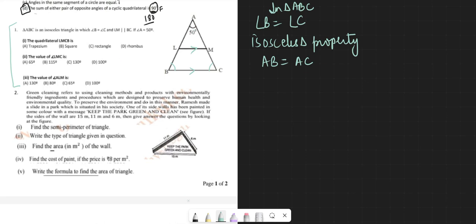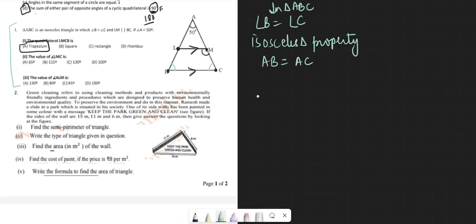The first question says that quadrilateral LMCB is what? Right? So we are given LM is parallel to BC, one pair of opposite sides parallel, the other two are non-parallel, so we'll name it a trapezium. So quadrilateral LMCB is a trapezium. Right? The first question answered. Then the second one is the value of angle LMC. So if you see, LMC means this angle.